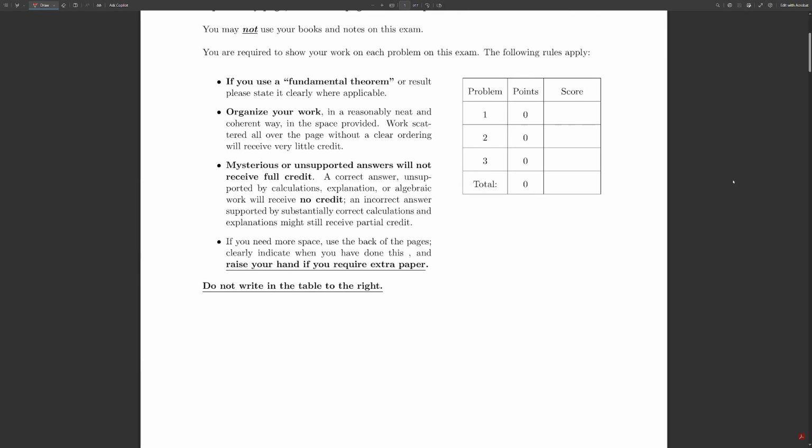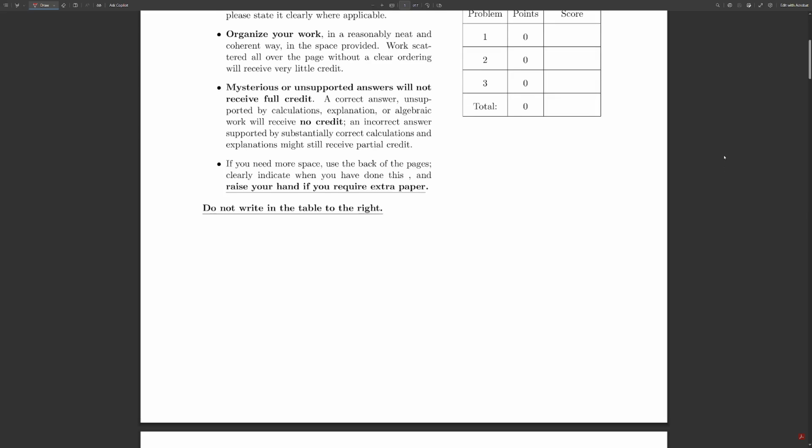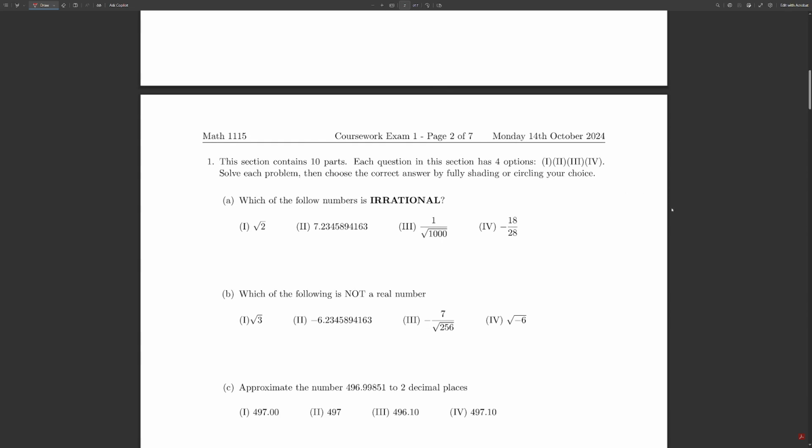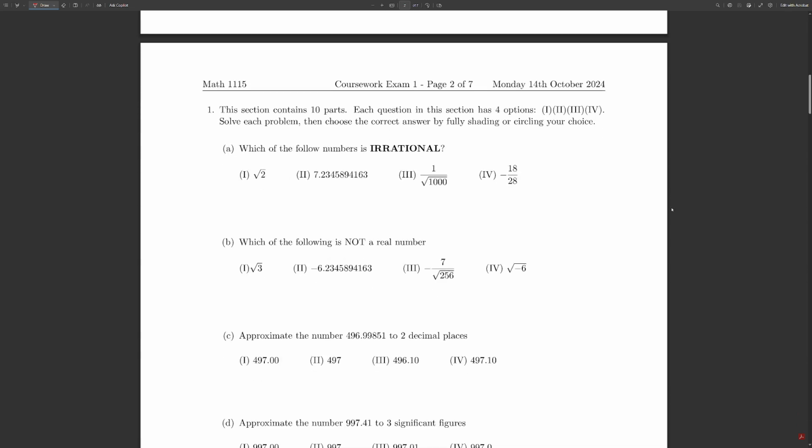All right, we're going to do the solutions for coursework exam number 1. Here we have some rules here. So let's go down to the MCQ.